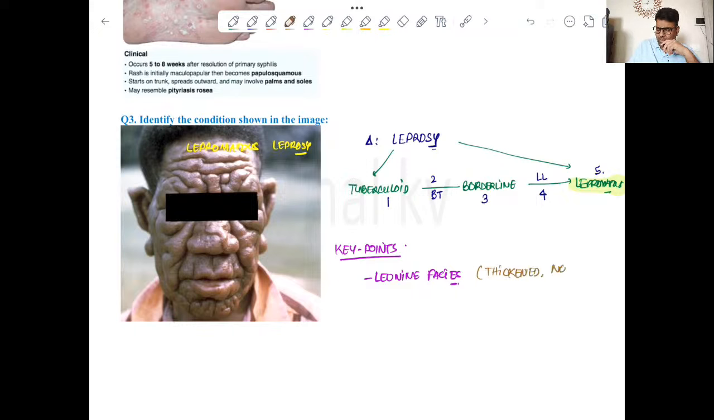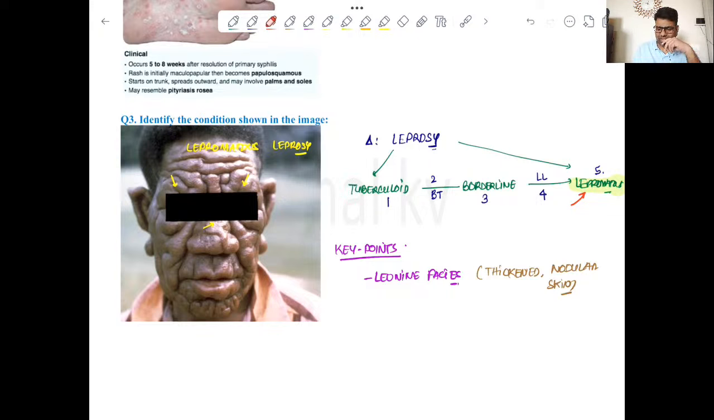Thickened nodular skin, right? Apart from that, you can see loss of eyebrows, that is known as madarosis. Then there can be collapse of the nasal bridge, that is saddle nose, right? So this is lepromatous leprosy. Leprosy is perfect, but I want you to remember an even more exact answer, so that there is no chance of any mistake in the exam.